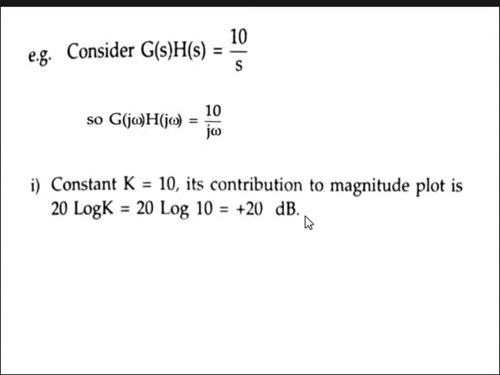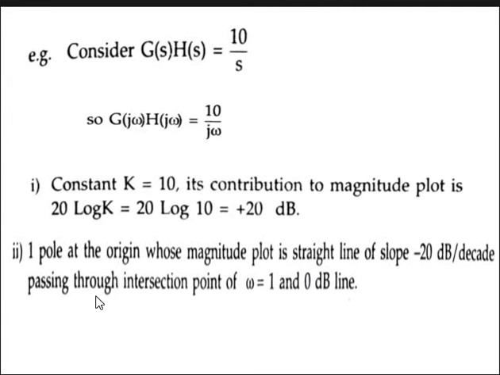So that is the magnitude plot for 10. And the magnitude plot for 1/s, a pole at origin, is a straight line of slope minus 20 dB per decade. So already this is factor 2. Factor 2 is nothing but pole at origin, zeros at origin. If single pole at origin, the magnitude plot starts at minus 20 dB per decade and finally reaches the 0 dB line at ω = 1. So this is the magnitude plot for 10 and 1/s.